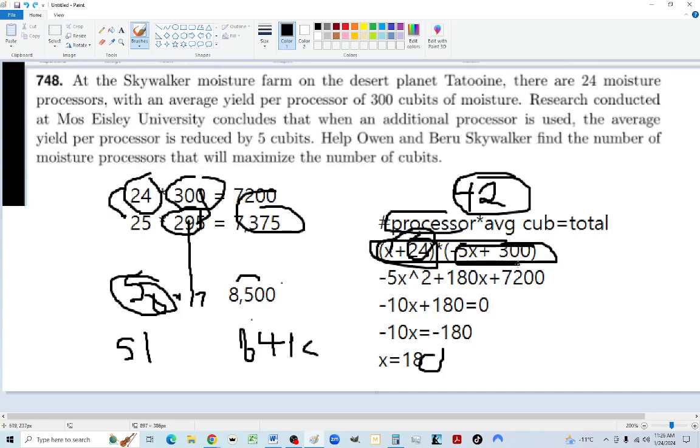This is the linear, but what I failed to do, I multiplied it by X, but it had to be X plus 24. So remember when my thing, I had the linear representation right here, which I might have gotten wrong. But I had the linear representation. I got that right, I think, minus 5x plus 300. But I had the number of processors incorrect. It had to be x plus 24, not x.